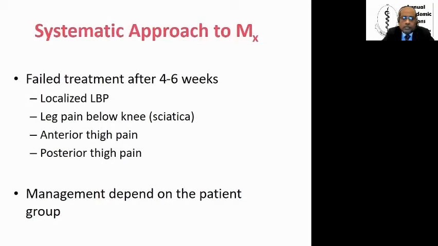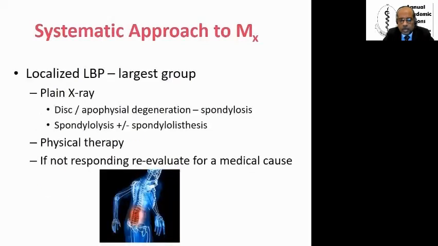If the treatment I mentioned above fails after 4 to 6 weeks and the patient still has pain, then we investigate or manage them further, breaking them into 4 groups: whether the pain is localized, whether there's pain radiating below the knee, the sciatic pain, or whether it is only an anterior thigh pain or only a posterior thigh pain. On this basis we can manage them.